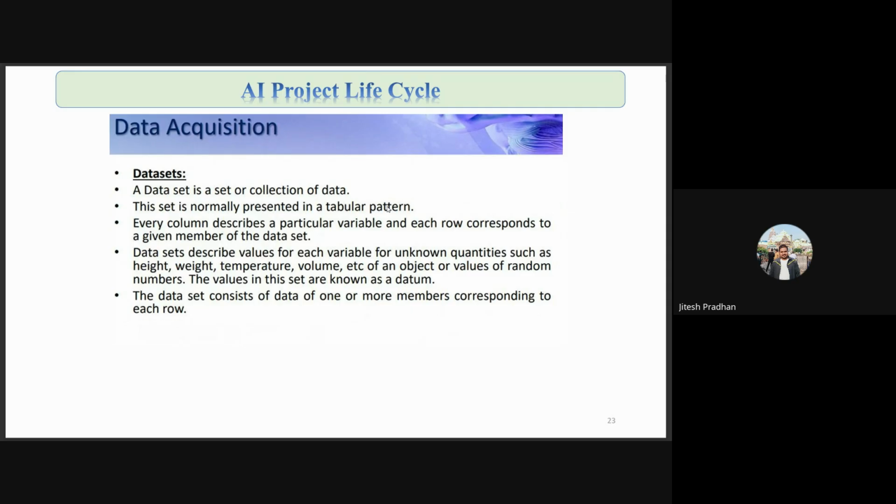If you are using unstructured data, then it will be a collection of your text, collection of your images, collection of your videos, or collection of your sensor information. Now if it's structured data and you are representing it in a tabular form, all the rows will be members of the data set, and all the columns will represent a unique piece of information or unique feature regarding your data.